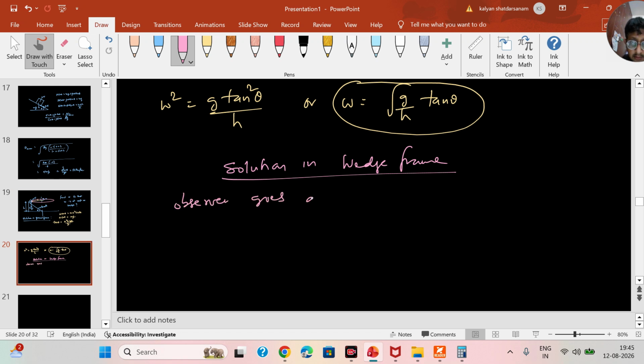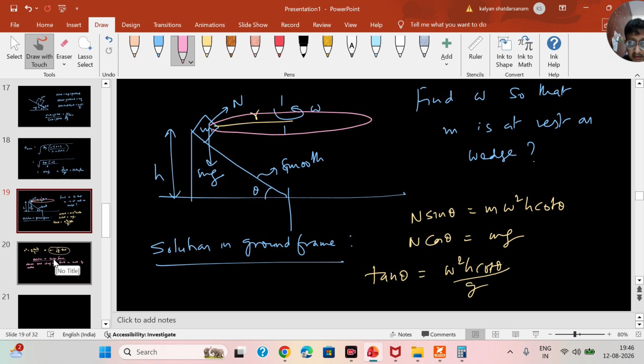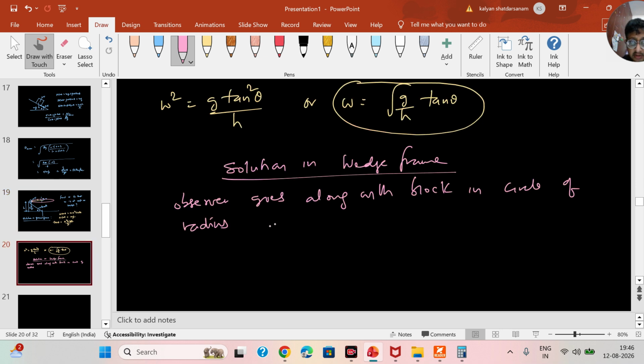So the observer goes along with the block in a circle of radius, whatever we previously calculated. What is the radius? h cot theta. So what is the acceleration of the observer?